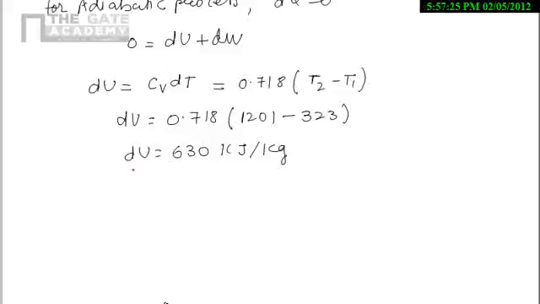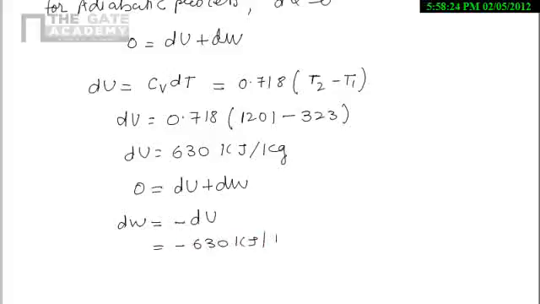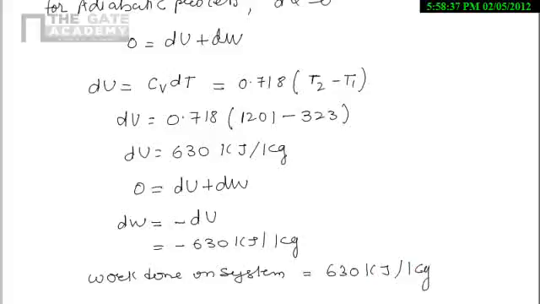So del U is 630. The value of del U in this equation, del U plus del W. So del W will be minus del U, minus 630 kilojoule. So it is work done on system because it is coming negative. So work done on system will be 630 kilojoule. This one is the correct answer.